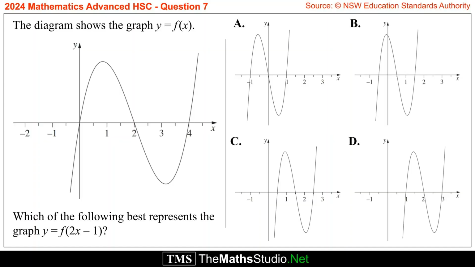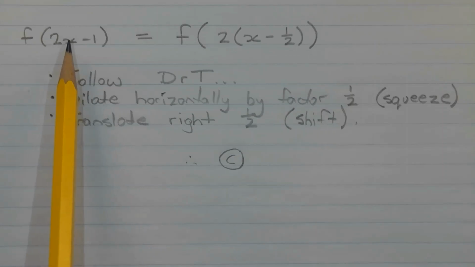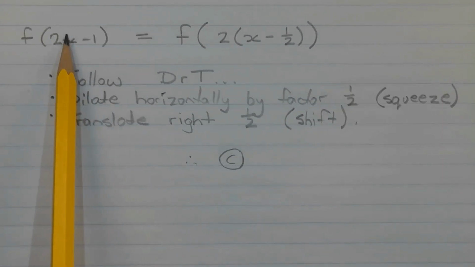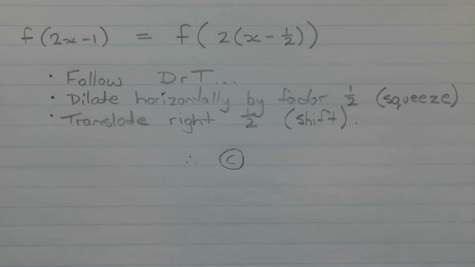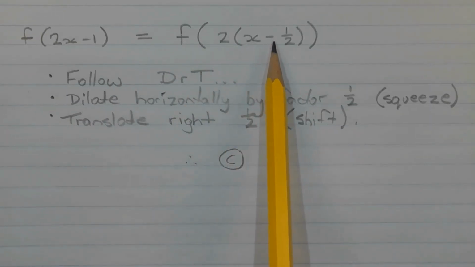Question 7. The diagram shows the graph y equals f of x. Which of the following best represents the graph y equals f of 2x minus 1? Start by expressing the function such that the variable x is monic, and we do that by factorising out 2 from 2x and negative 1. So the function can be written as f of 2 times x minus 1 over 2 in brackets.